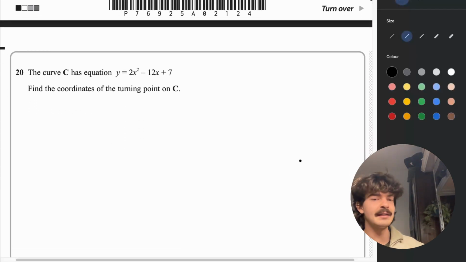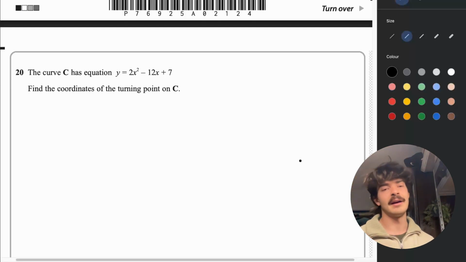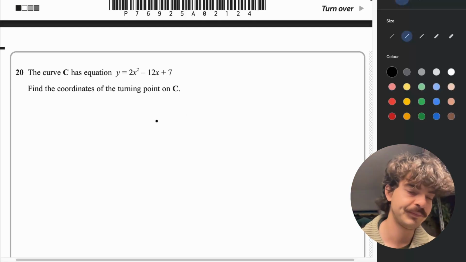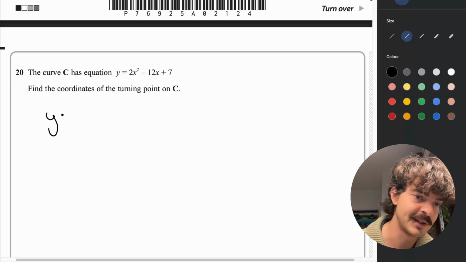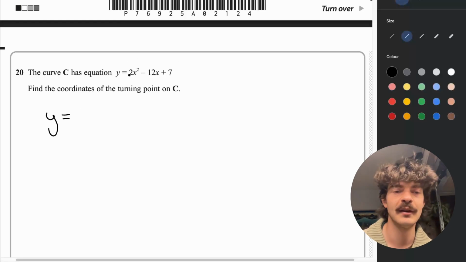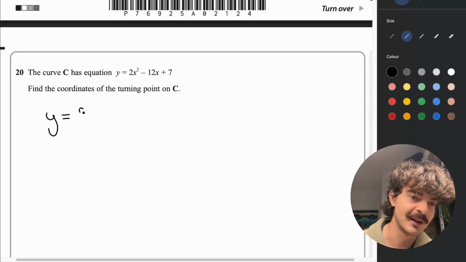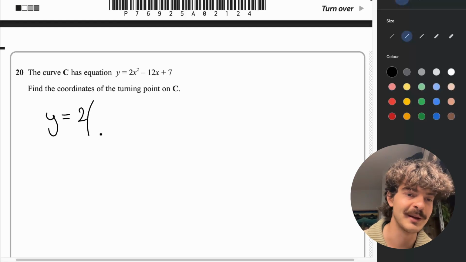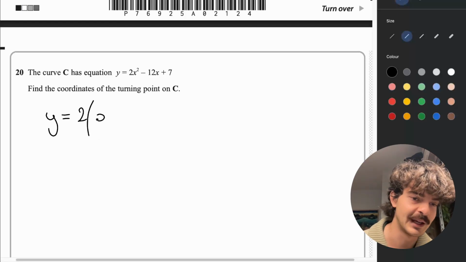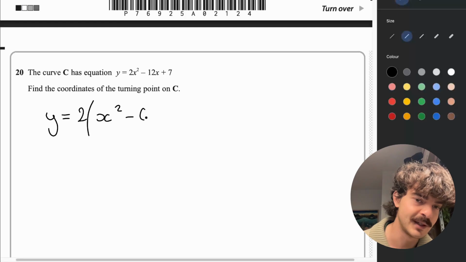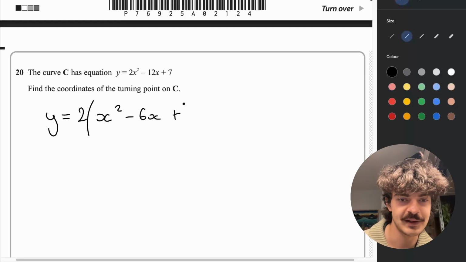On to question 20. The curve C has equation y equals 2x squared minus 12x plus 7. Find the coordinates of the turning points on C. Turning points, that's going to be completing the square. All right, let's see what we can do with this thing. So, my strategy for doing these is you want to factorize right at the start. You want to factorize a value, so you're looking at a normal completing the square. So I'm going to take a factor of 2 out. We're going to be left with x squared minus 6x plus 7 over 2.